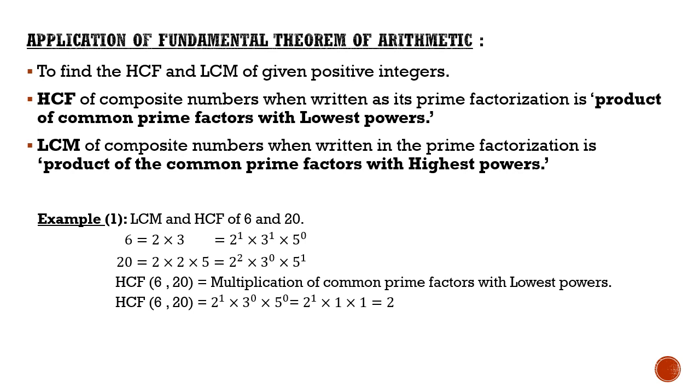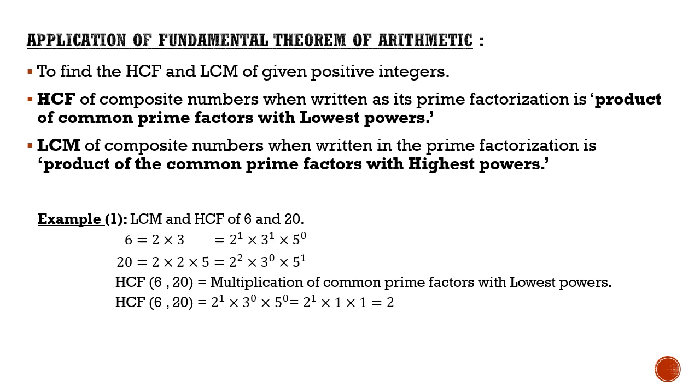Getting it? So to find the HCF of the given numbers, we have taken the multiplication of the common prime factors with lowest powers. So we have got 2 raised to 1 into 3 raised to 0 into 5 raised to 0. 2 raised to 1 is nothing but 2 only. 3 raised to 0 is 1. 5 raised to 0 is 1. Doing this multiplication, we will get the HCF of the given numbers as 2.